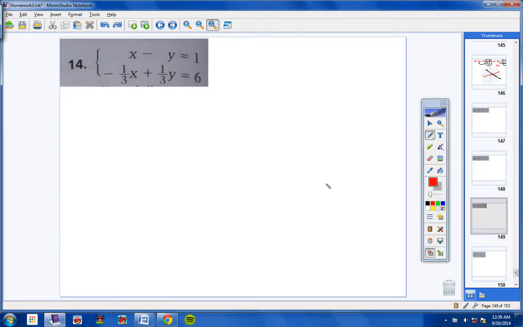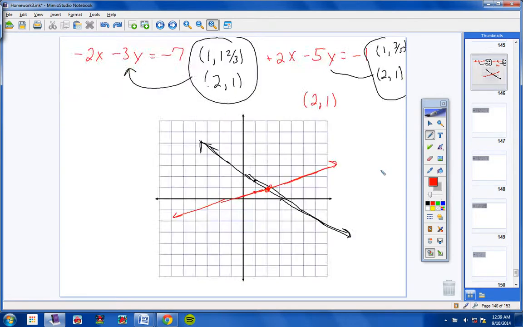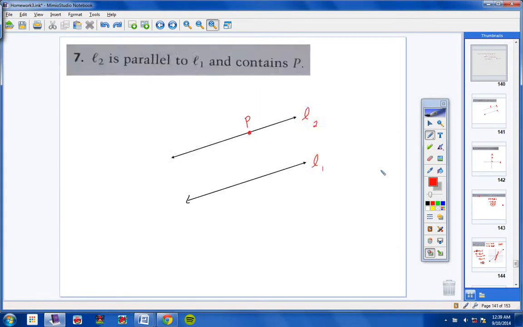Okay, sorry about that, students. Make that number 14, okay? Number 14. And the method I think we're going to use for 14 was the substitution method. Okay, so here we go.